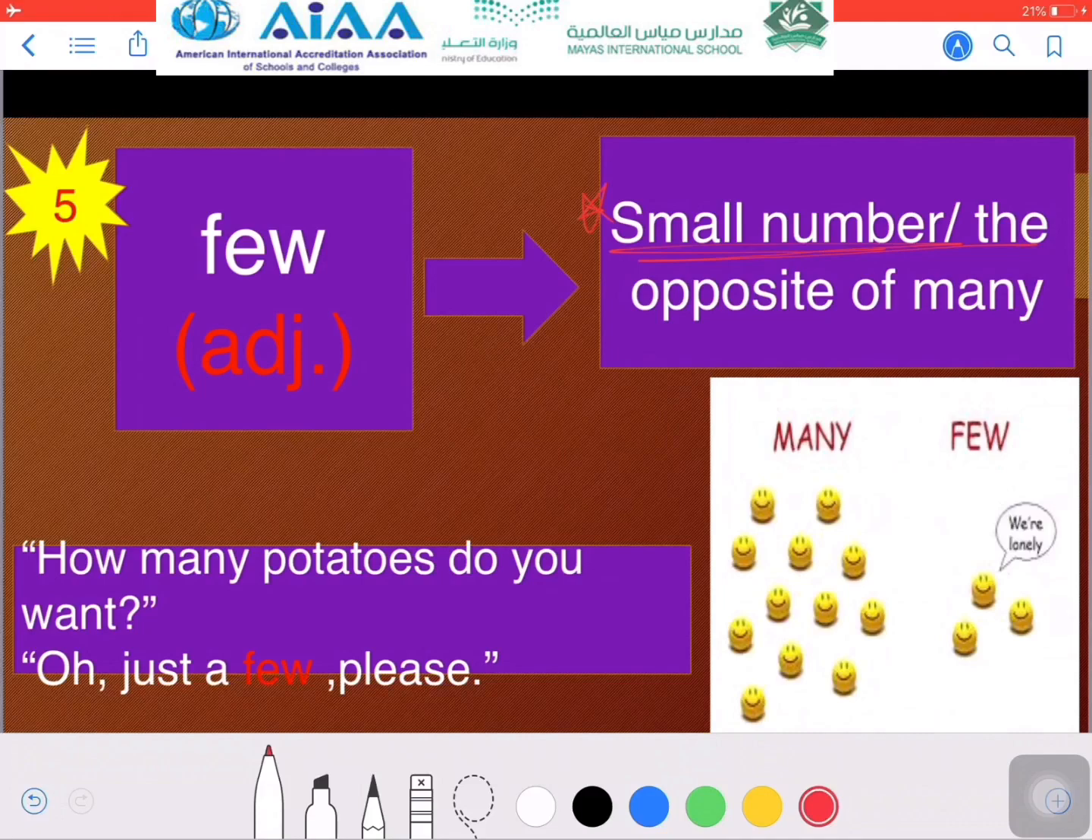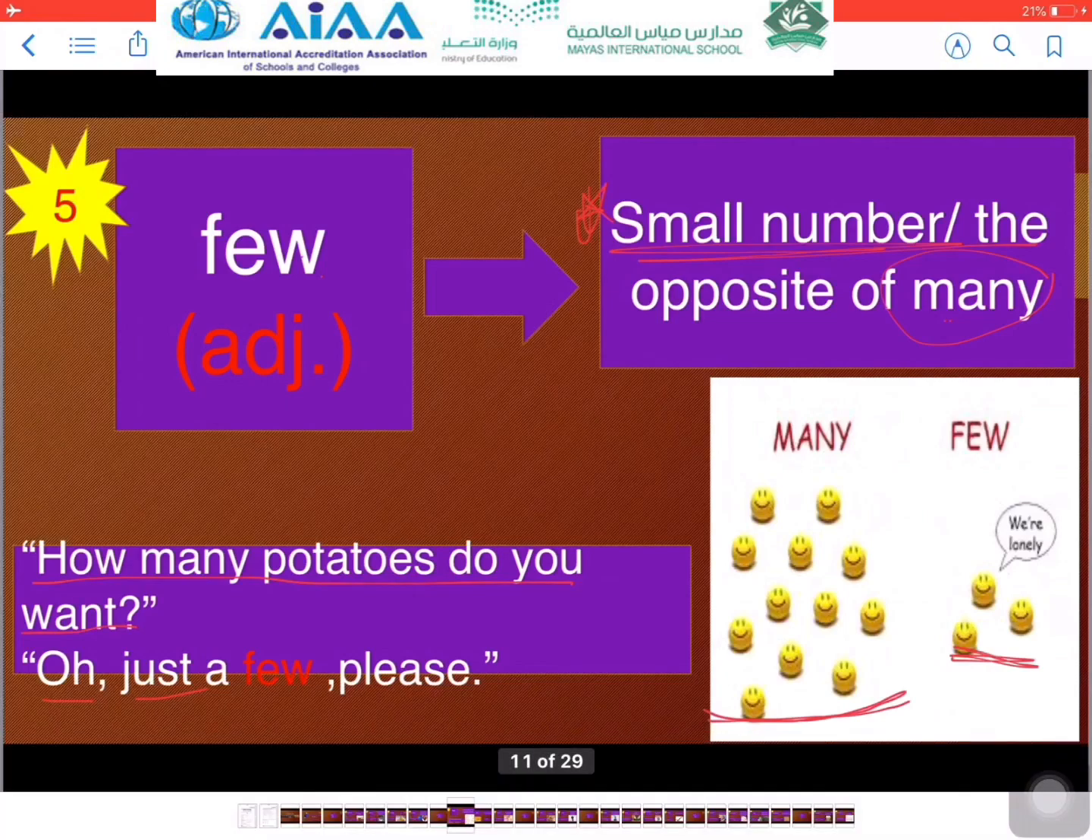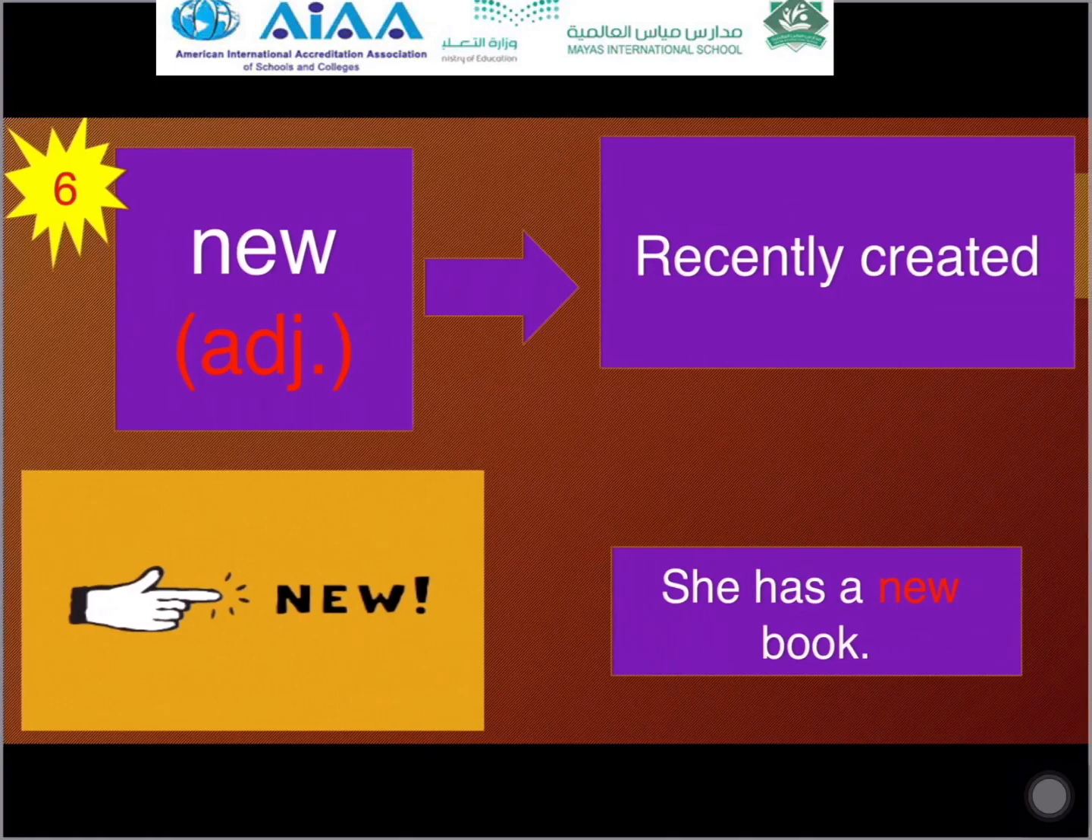What is the opposite of small? Many. The opposite of a few, sorry. Many. Few. What's the opposite of few? Many. Can you see here the picture? We have here few. Smiley face. Here we have many. Smiley face. Or you can say a lot. How many potatoes do you want? Oh, just a few, please. A few. Not a lot. So it's adjective. You see here the word a few is adjective.